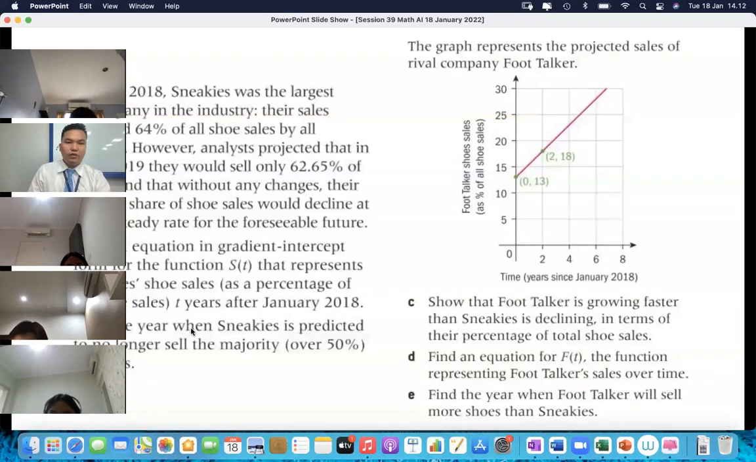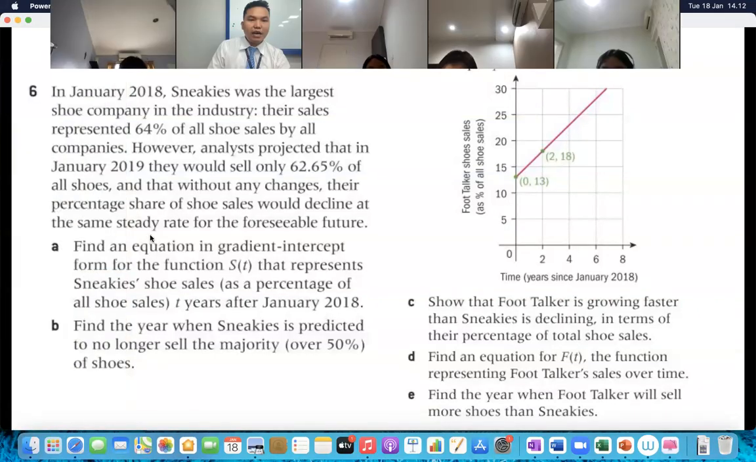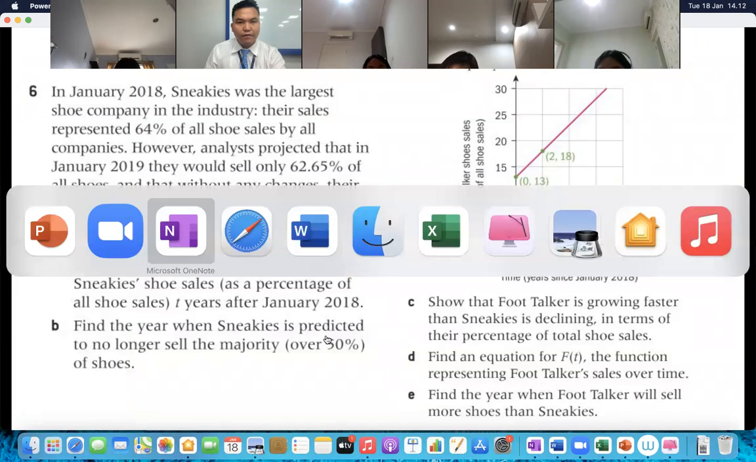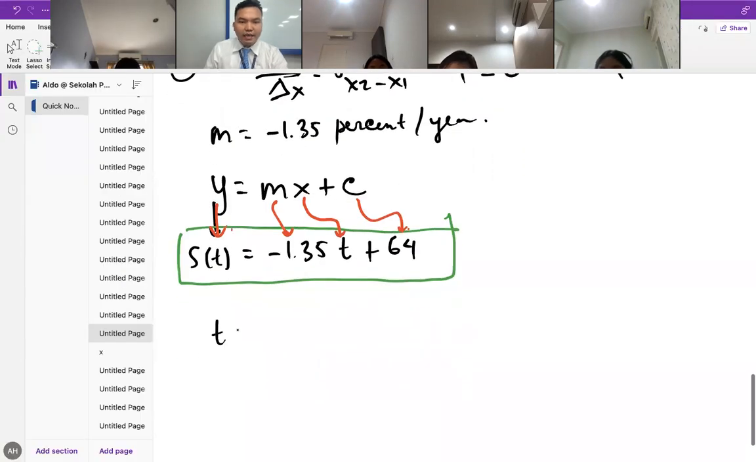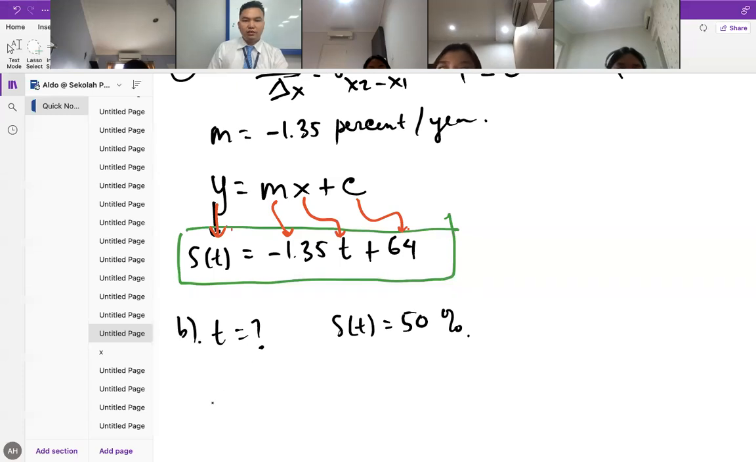Okay, so that's how you answer A. Now we move to B. Find the year when Sneakies is predicted to no longer sell the majority, over 50%, of the shoes. Now, the idea is: what is T when ST is equal to 50%? So that's actually the question.